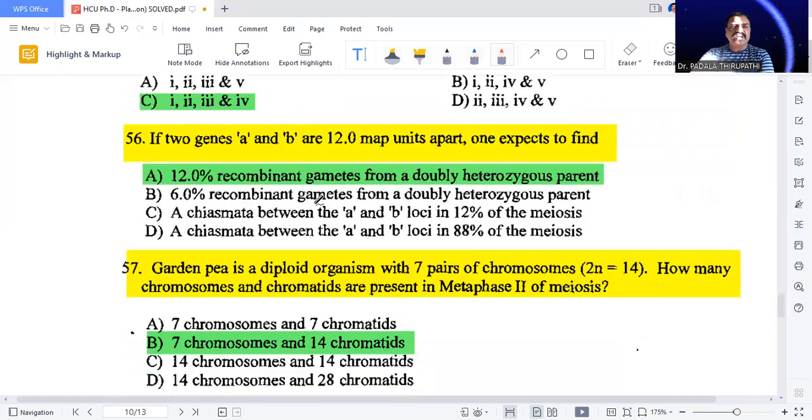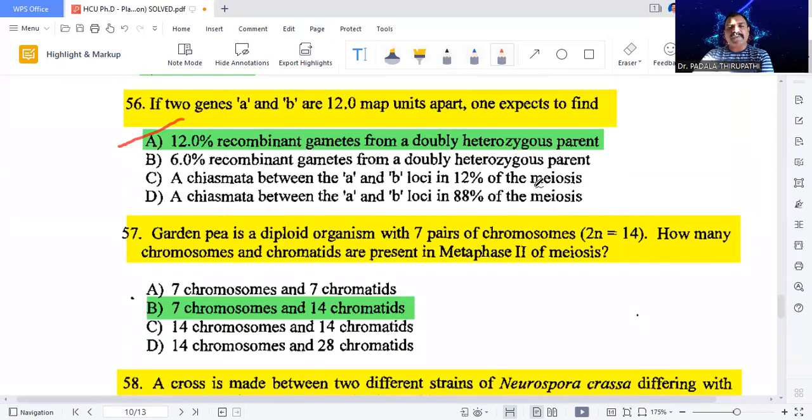Okay, then the 56th question. If two genes A and B are 12.0 map units apart, one expects to find 12.0% recombinant gametes from a doubly heterozygous parent.